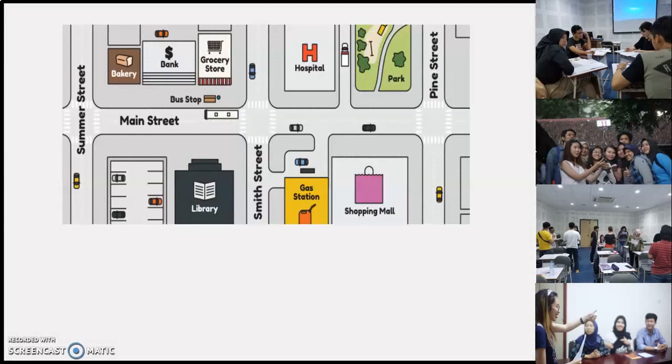Continue. This is the exercise. Let's do this together. We put it into sentence. First one, let's talk about library. Please describe library. The library is on Main Street. What about on the corner? Can we do that? Please write down your answer and we will discuss it. Next.